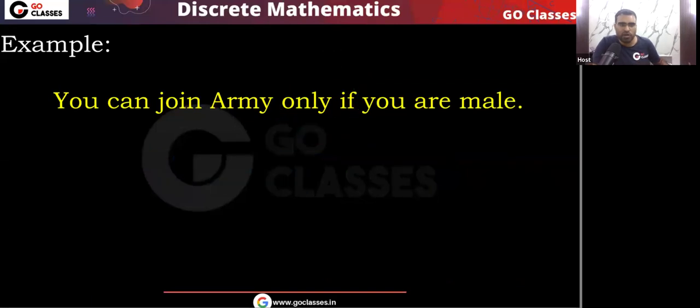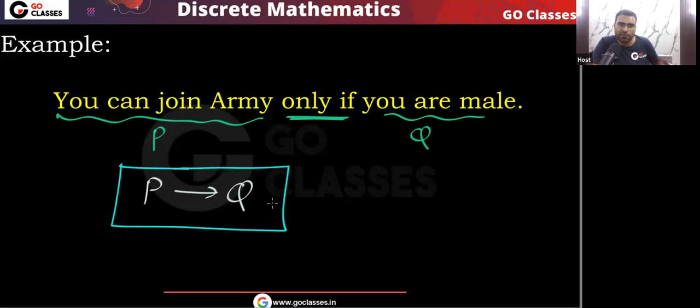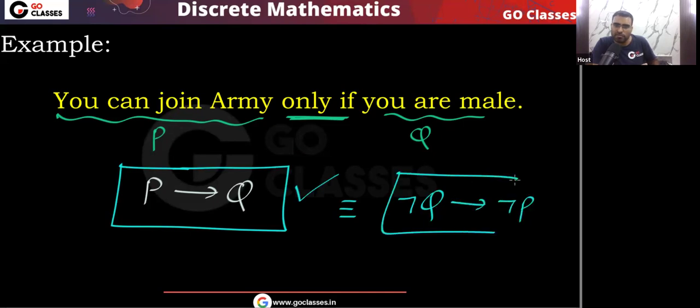What is the important point? Let me tell you. The important point is this: P only if Q. How to translate this? We will translate it like this: if you are in army, then definitely you are male. Do you agree with me? If you are in army, then definitely you are male. So this is how to translate. Or I can say that if you are not male, then you are not in army. That is the same thing.